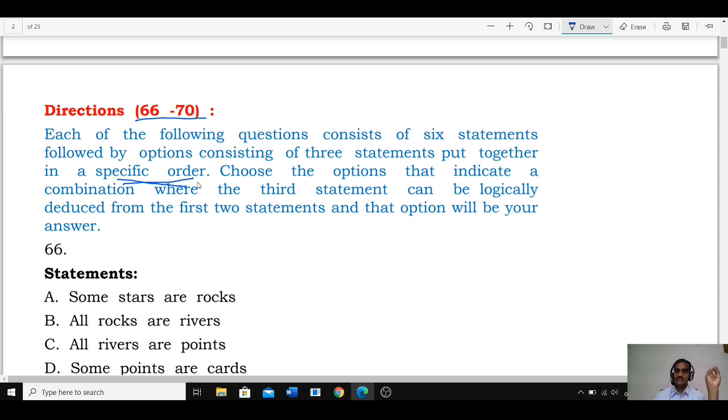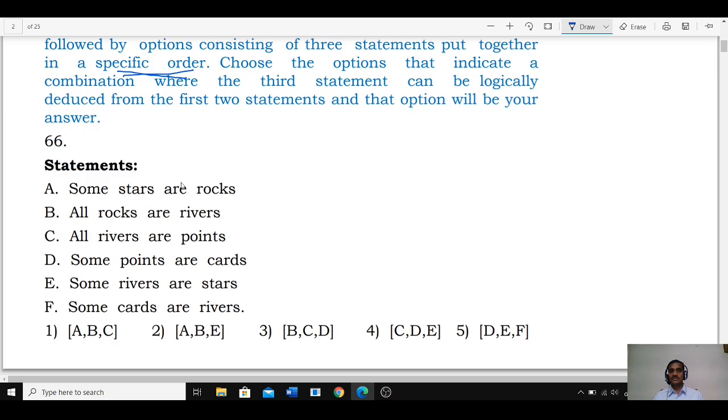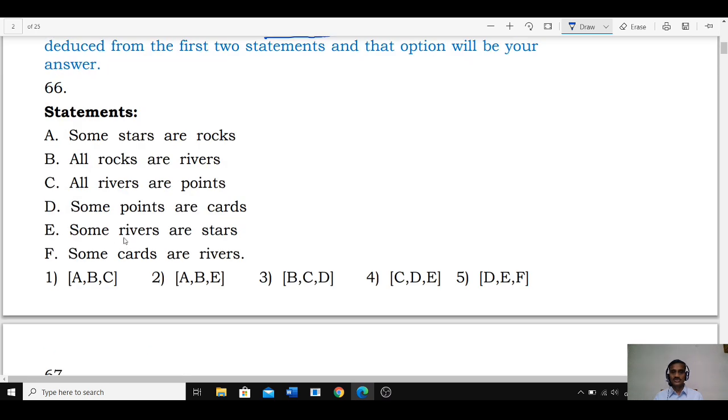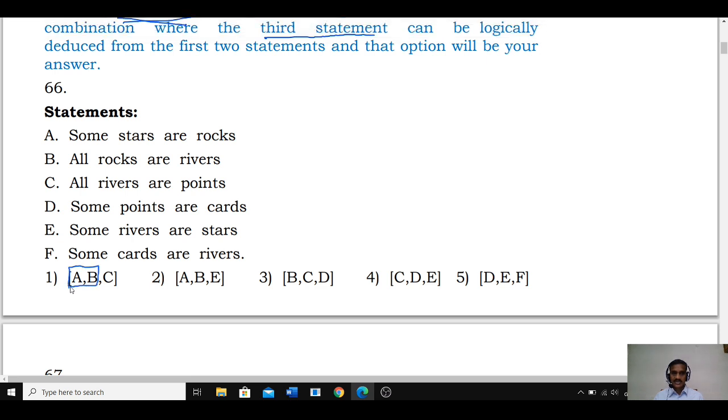First one is follows. Second model does not follow. Third model reverse syllogism. And the fourth model, now this is the fourth model. Choose the option that indicates a combination where the third statement can be logically deduced from the first 2 statements, and that option will be your answer. Now these are the 6 statements we have, followed by 5 choices, 1, 2, 3, 4 and 5. And in these 5 choices, first we need to take these 2 as the statements and check whether C is the conclusion that can be drawn with the help of the first 2 statements or not.